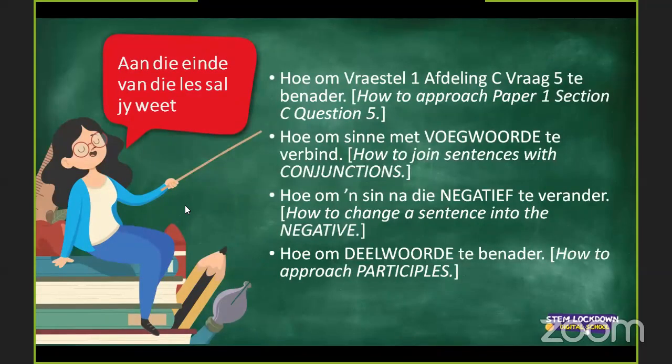Aan die einde van die les sal jy weet hoe om Vraestel 1 afdeling C vraag 5 te benader. You are going to know how to approach paper 1 section C question 5. We are finishing section C question 5 today. Hoe om sinne met voegwoorde te verbind. How to join sentences with conjunctions.